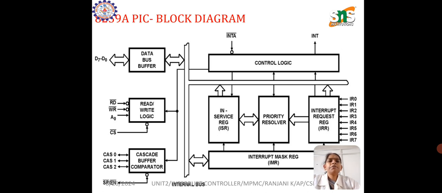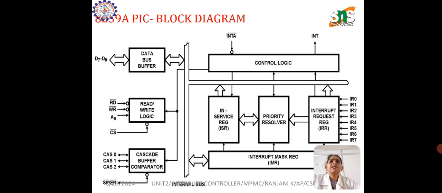Next is the priority resolver. The priority resolver examines all three registers and sets the priority of the interrupts. The interrupt with the highest priority is set in the ISR, and it also resets the interrupt level which is already being serviced by the IR. Next is the cascade buffer. The cascade buffer is used to increase the interrupt handling capability, so we can cascade more pins by using it. During the increase of interrupt capability, the CAS lines are in control.